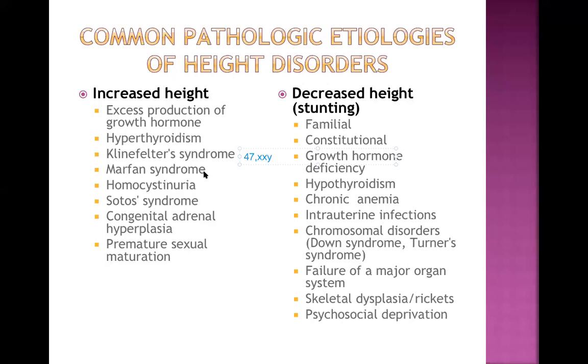Now, Marfan syndrome is an autosomal dominant disorder which runs in the family. Here the person is quite tall, especially the arm span is more than the height.